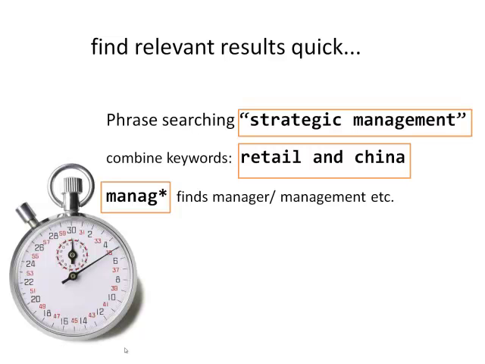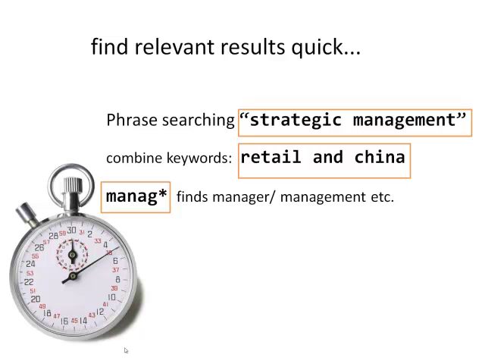So just to recap, when you want to find relevant results quickly, use phrase searching. It's very useful for management students. There's lots of phrases that are combinations of quite common words, so if you search them without them as a phrase, you could get far too many hits. So here, for example, I've searched for strategic management and I've put quotation marks around it to search for that phrase. You need to combine keywords, and here I've combined retail and China.